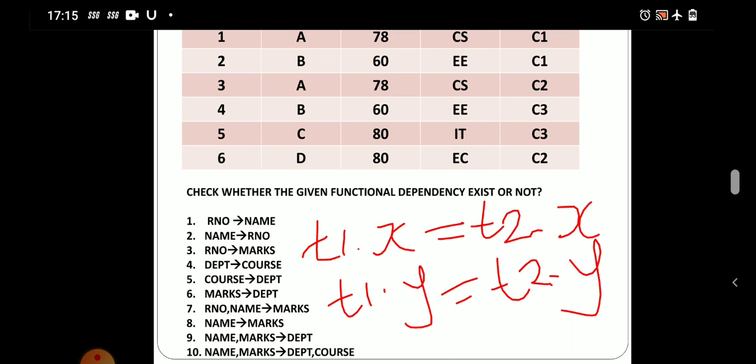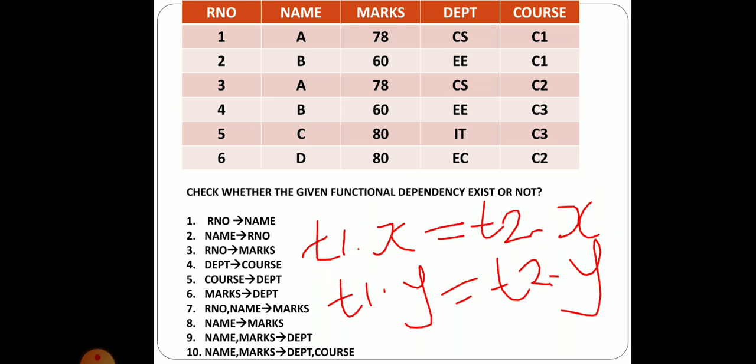Department is identifying course. See the department and course. You have to check the department, and especially you have to check the department having the same value, means the same department. You can check for CS. We have two CS there, right? CS in row number 1 and CS in row number 2. See the value of course. In the first CS we have C1, and in the second CS we have C2. Now the values are different.